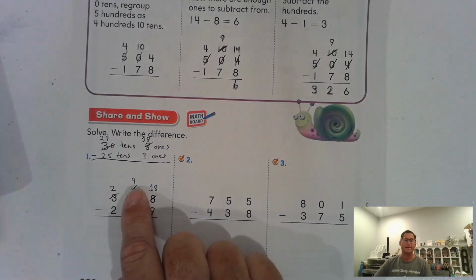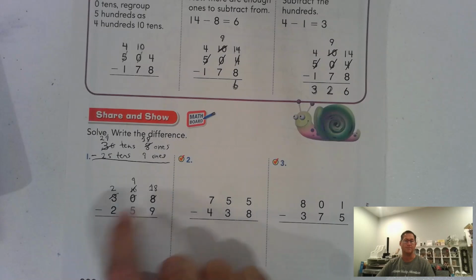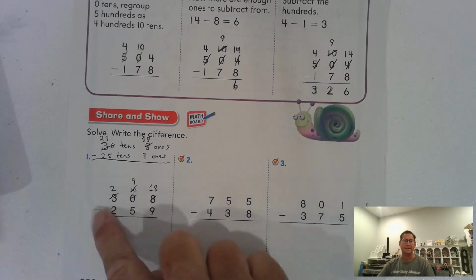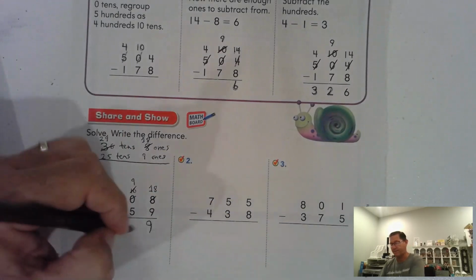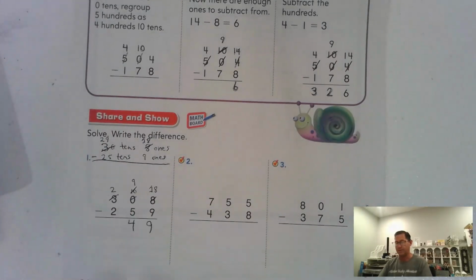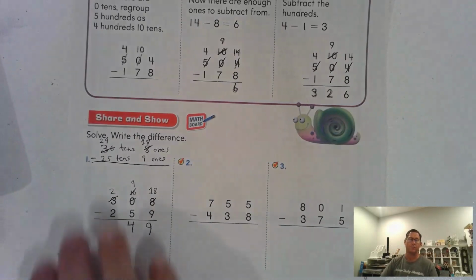Okay, so 29 10s, 18 ones. Take away 259. 18 take away 9, 9. 9 take away 5, 4. 2 take away 2 is 0, so we're not going to write down 0 here.